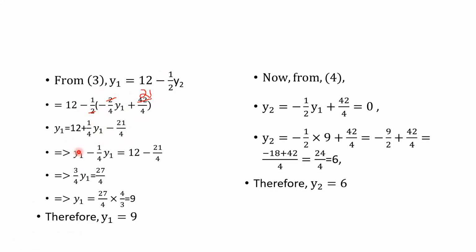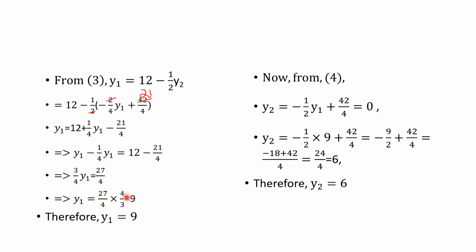This implies that you take this y1 to the left hand side, y1 minus 1 by 4 y1 equal to 12 minus 21 by 4. So 4y1 minus y1 divided by 4 is 3 by 4 y1, equal to 4 twos are 8, 48 minus 21 by 4, which is equal to 27 by 4. So obviously y1 equal to 27 by 4 into 4 by 3. You cut the 4s, 3 nines are 27. You are left with y1 equal to 9.